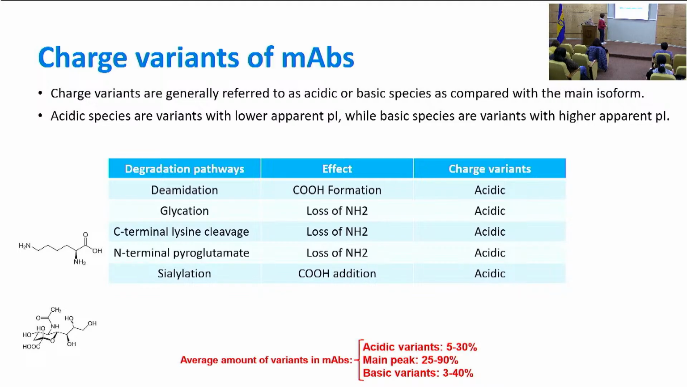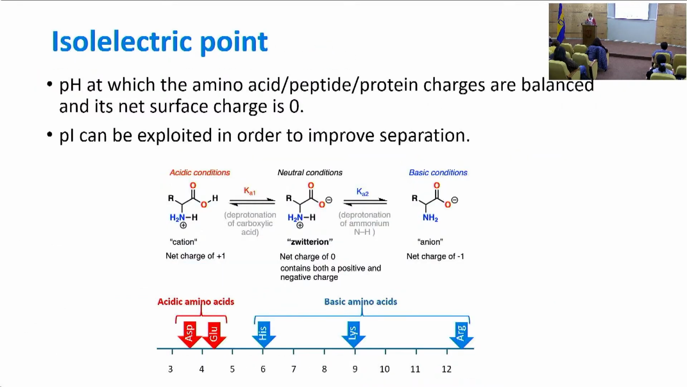So you have different acidic variants. The normal average amount of variants in a MAB will be acidic variants between 5 and 30%, the main peak between 25 and 90%, and basic variants 3-4%. And so the first method is ion exchange chromatography.